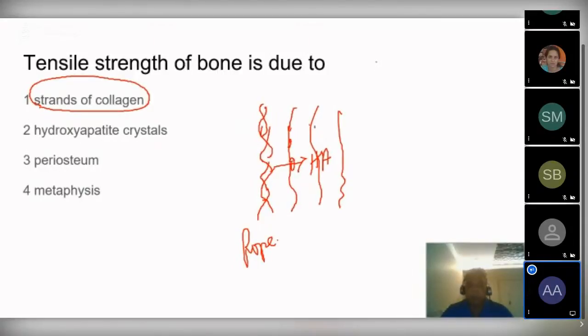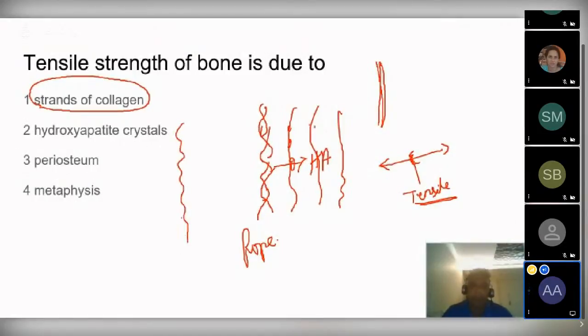So imagine a rope in your day-to-day life. You pull it apart. So this is the tensile strength. You understand? A rope gives you tensile strength. The rope fails in excessive tension. But imagine a thick rope. It doesn't fail. If you compress it, it bends. It doesn't break because it is flexible.